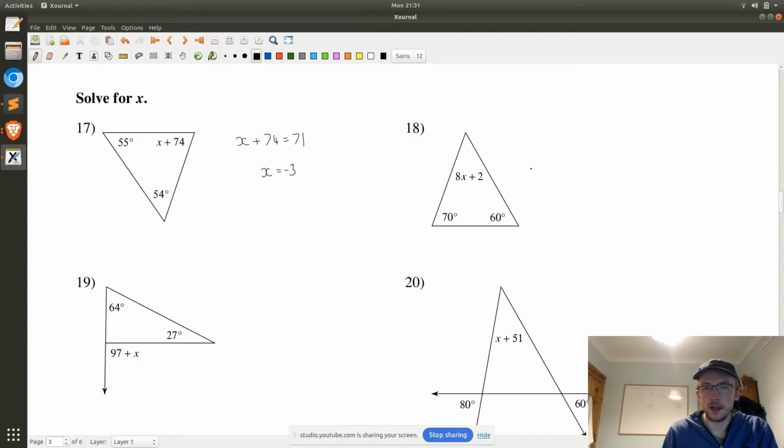70 add 60 is 130. Take that from 180 and you get 50. 8x add 2 equals 50. So 8x is 48. So x is 6.